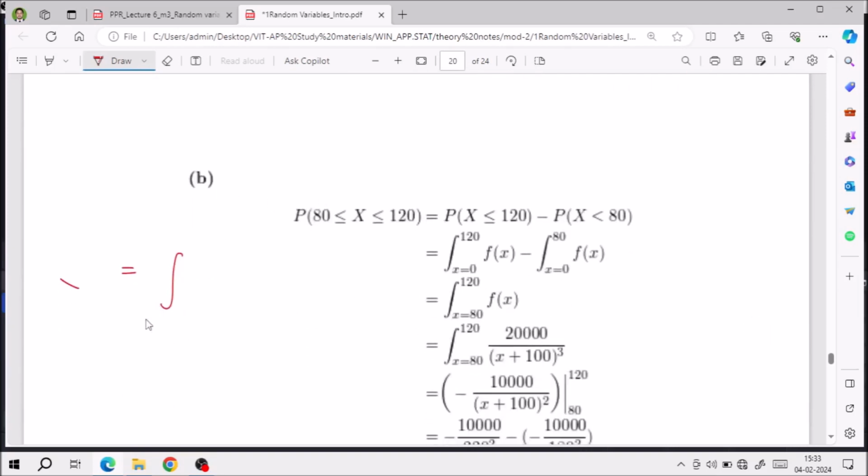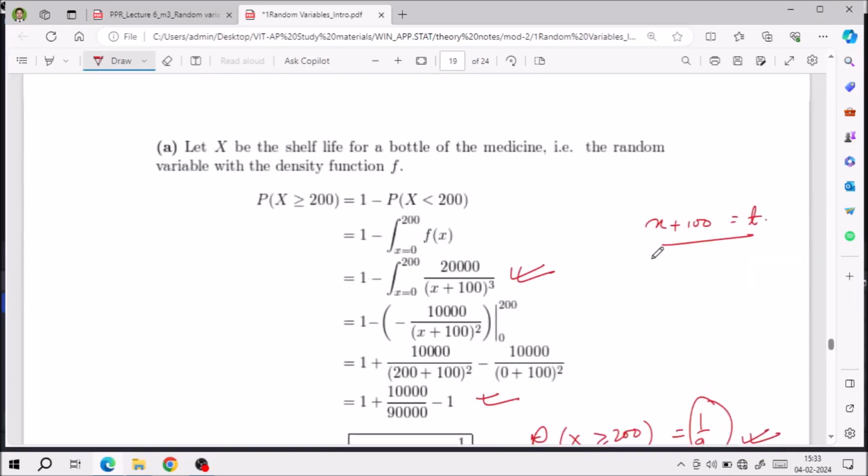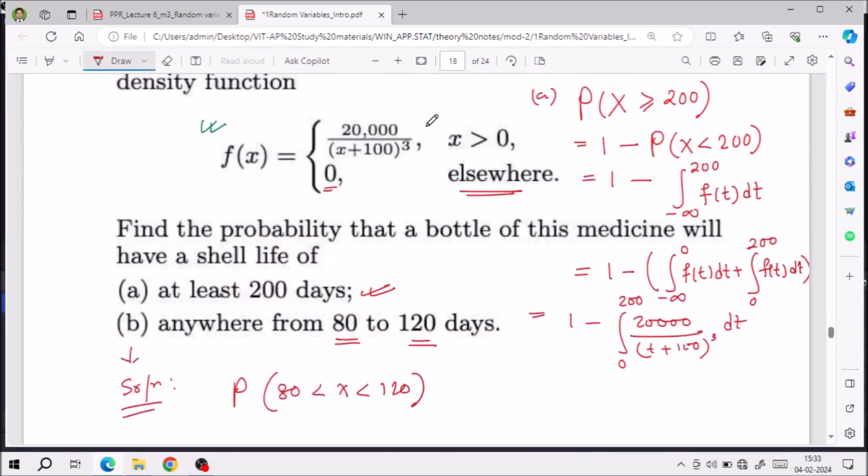Now move to the solution part. Here you have 80 to 120 f(t) dt. In place of f(t), you substitute that function. Here it should be dx. Then perform the integration, put in the upper and lower limits respectively, and finally you'll get the answer as 0.102. This is the solution for our second part. So this is how we deal with questions for a continuous random variable. This is our first problem.